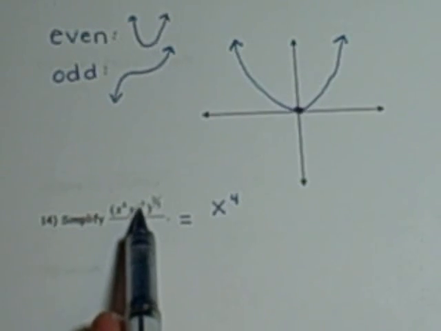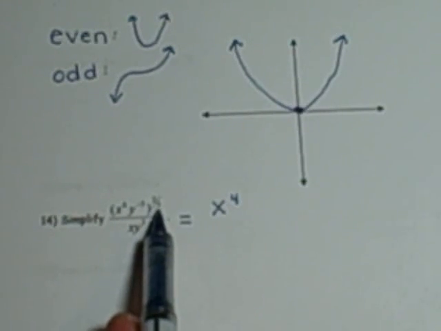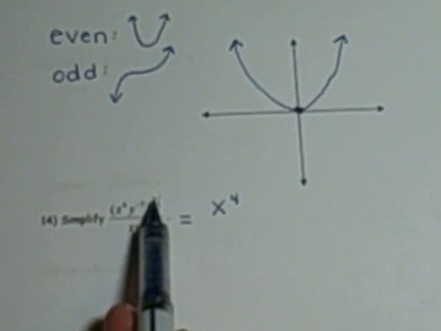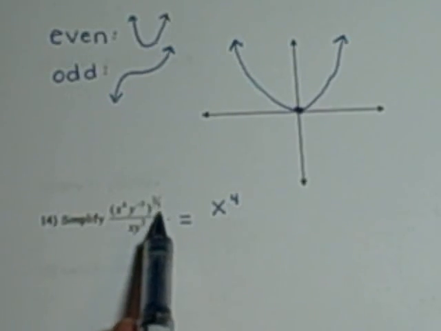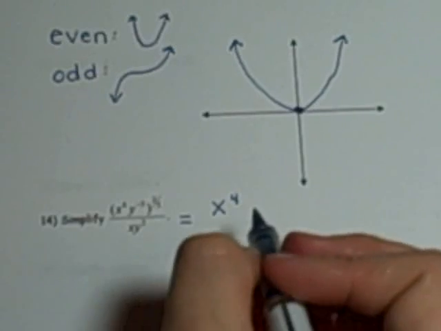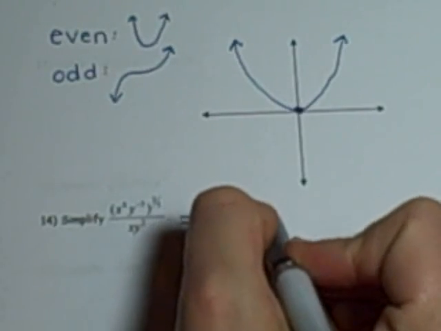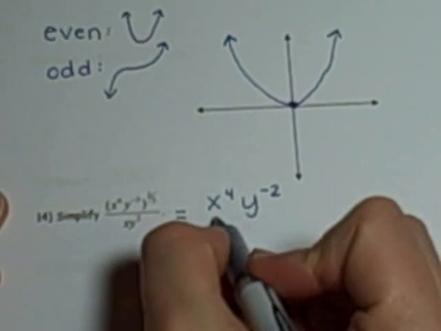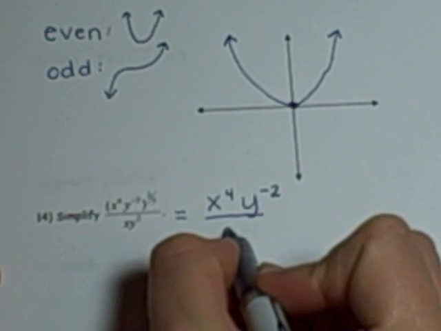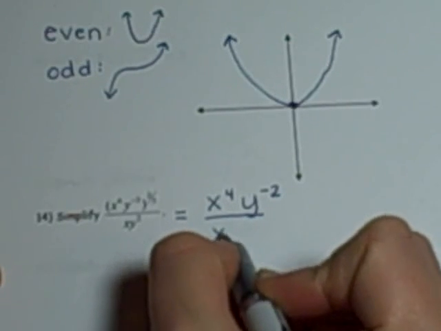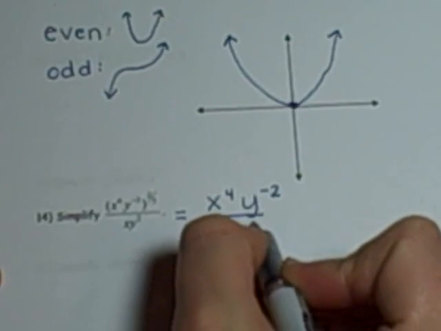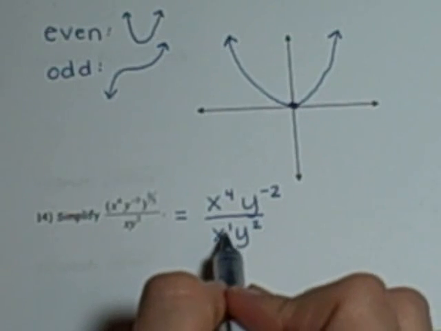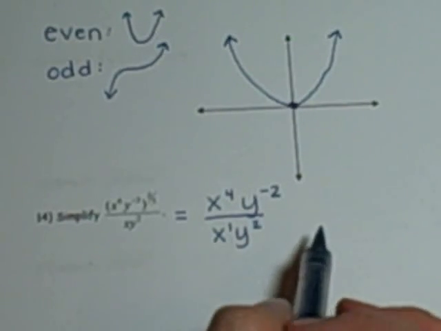Now I'm going to do negative 3 times 2 over 3. Well, negative 3 times 2 is negative 6, and negative 6 over 3 becomes negative 2. So this would be y to the negative 2. And again, I'm just going to leave that for now, and then I'll simplify in a second. And then on the bottom, I still have xy squared. I'm going to rewrite that as x to the first, y to the second, just to remember that there's really a 1 on that x.